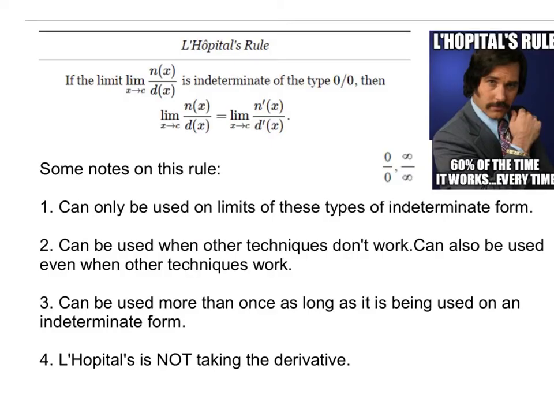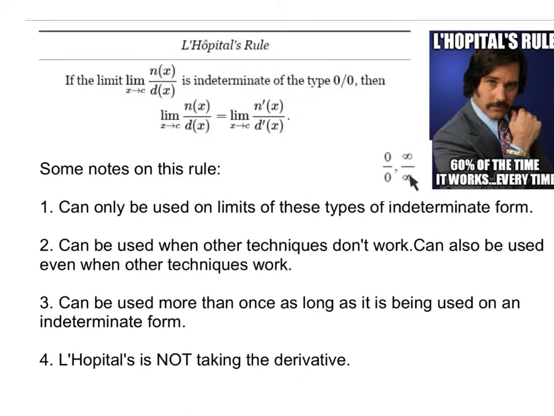So L'Hopital's rule has a condition, an if and then a then. So the if part has to be true before you can apply L'Hopital's rule. And that is that as you take the limit as x approaches c of a function over a function, it has to be of indeterminate form. And the most common one that we will use in calculus AB is 0 over 0.